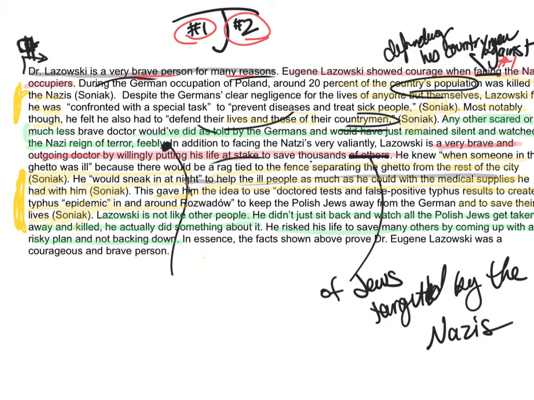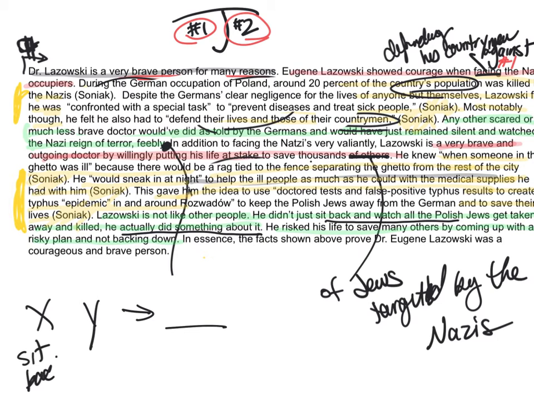Okay, the good thing is you're seeing more of the pattern here. So you have that other people would have sat back and watched them get taken away. He did something about it. So remember, the pattern is, other people would be X, our guy is Y, therefore we can draw this conclusion about our guy. And so you have that, other people would sit back, they would have stayed out of it. He actually did something. So we're getting closer to the pattern, but we're still missing one thing.